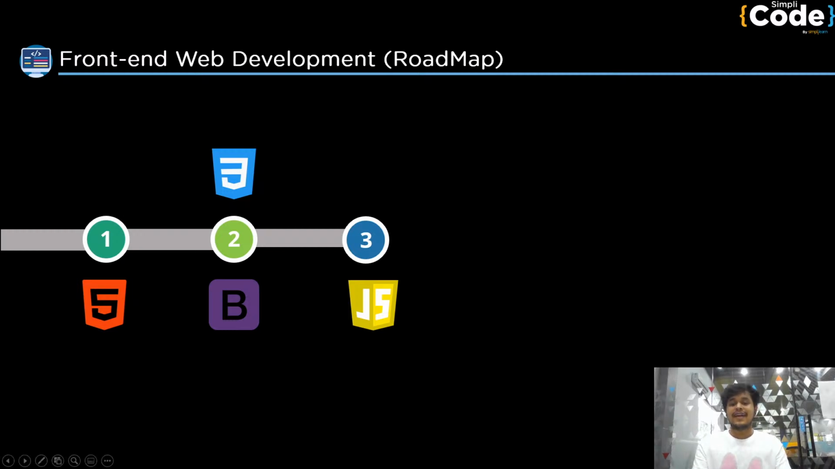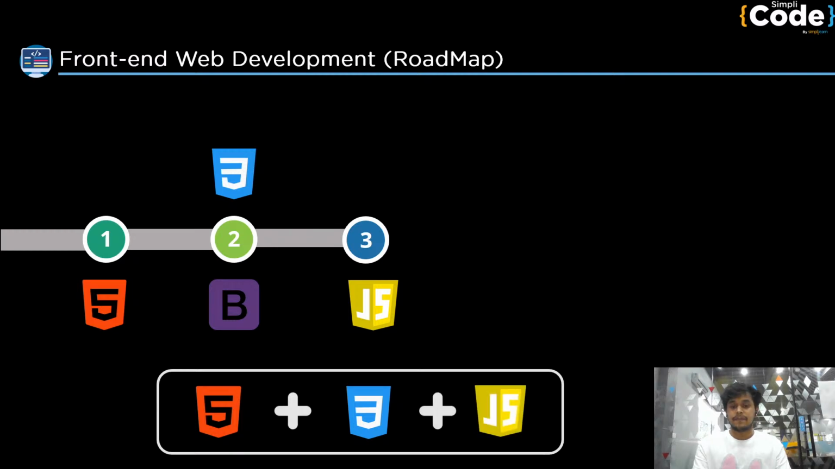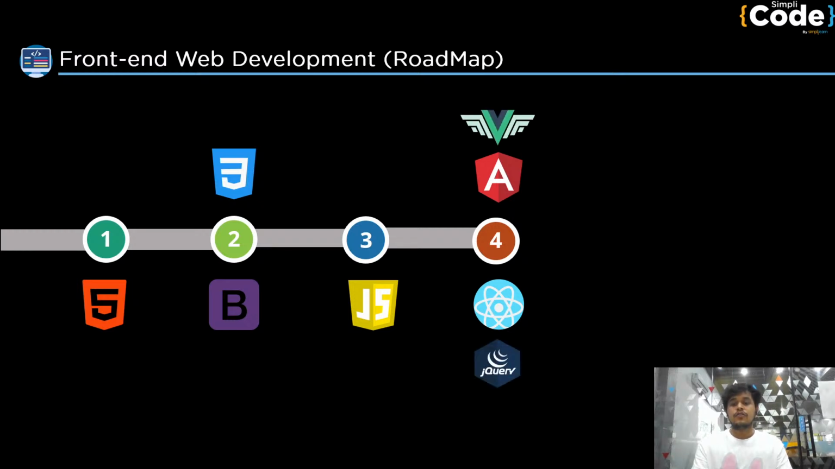Generally, it is said that these three technologies, HTML, CSS, and JavaScript, are enough for creating the front end of any website. But we'll suggest you learn some more technology. JavaScript frameworks like React, Angular, Vue, and jQuery are also used for front-end web development. You can learn any of these frameworks or all of them. It totally depends on your requirement.